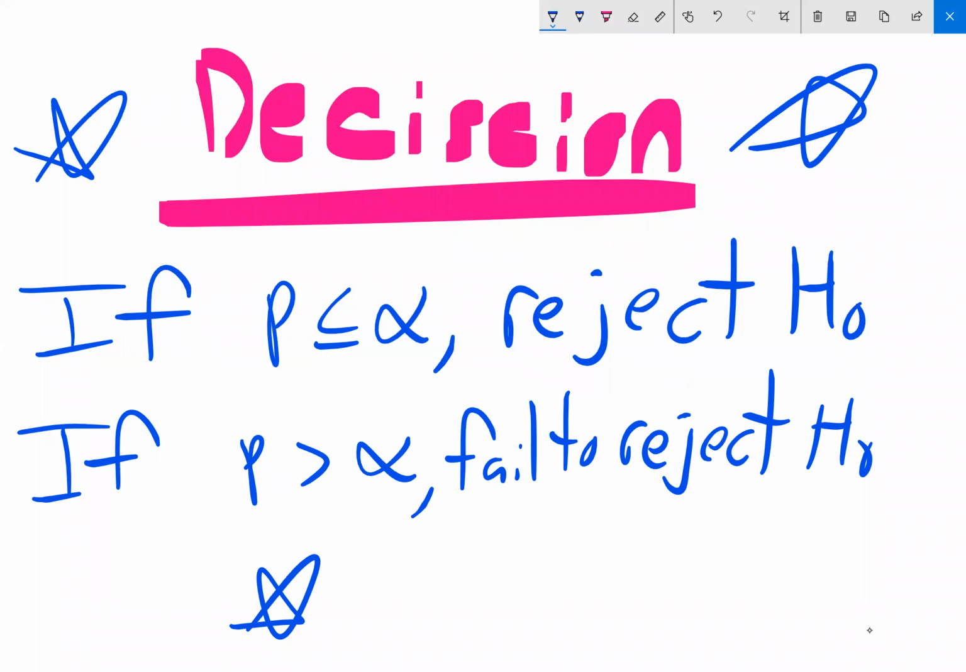So please, please, please make sure you know this criteria. The other thing that I find is oftentimes very important for students is whenever you try to do this comparison, always try to get into the habit of putting p on the left side and alpha on the right side, just so you're comparing them in the same order every time. That way it more easily matches up with the criteria that we have written down here.